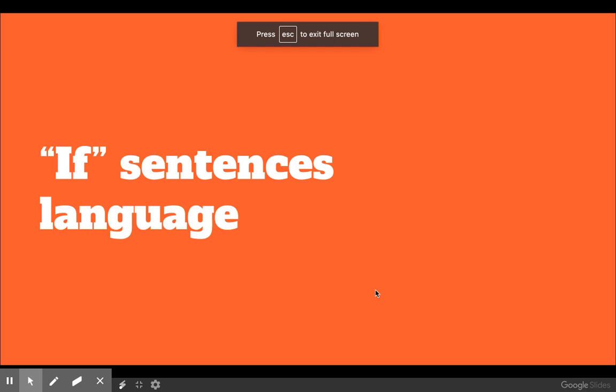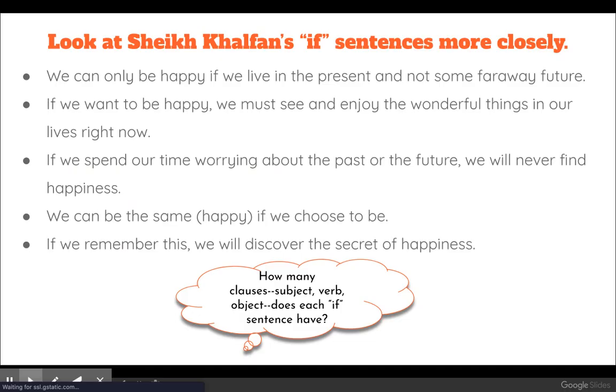Hi guys, and welcome back to our next part where we're going to be looking at those if sentences more closely, specifically at the language that we use in if sentences. So let's get started. If we look at Shay Hawthorne's if sentences again, this time we're going to be looking at how the sentences are put together, the language, the grammar that is used in these sentences.